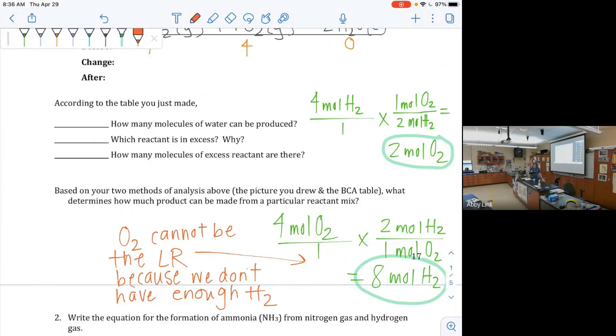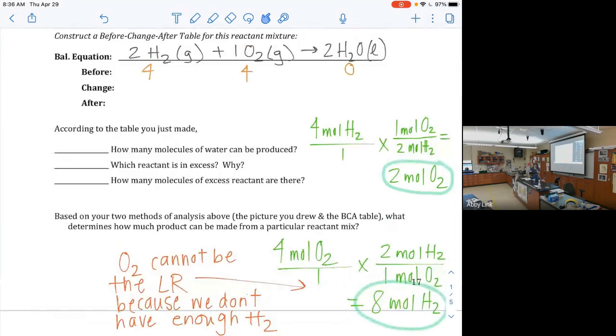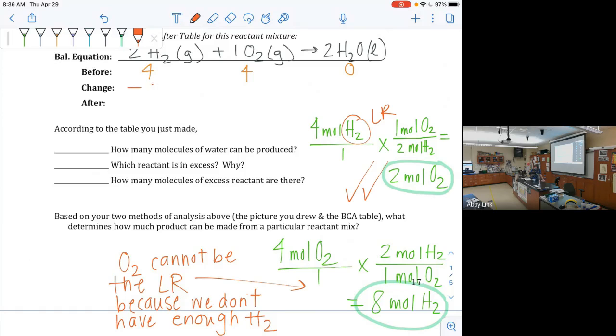So basically what these two calculations tell me is that your H2 is going to be your limiting reactant because this math checks out. Remember, we already asked ourselves that question, do we have 2 moles of O2? So in our table, we are going to use up all of your H2. You are going to use up 2 moles of O2.